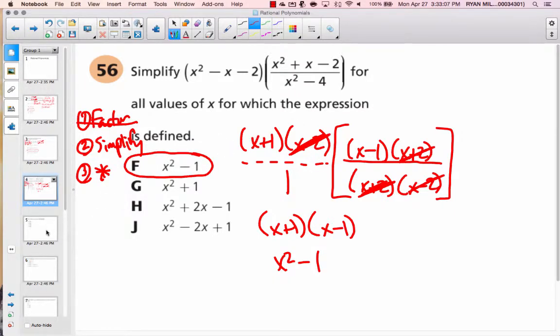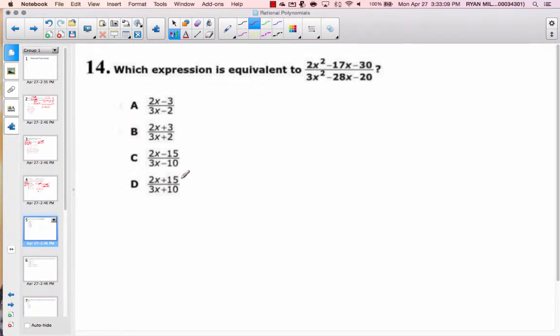Okay. Next example. Which expression is equivalent to this monster right here? Ooh, that's a big question. All right, here we go. So 2 times 30 is 60. Keep in mind, I'm sorry, I kind of got started kind of quick. I'm going to factor, and then I'm going to simplify.